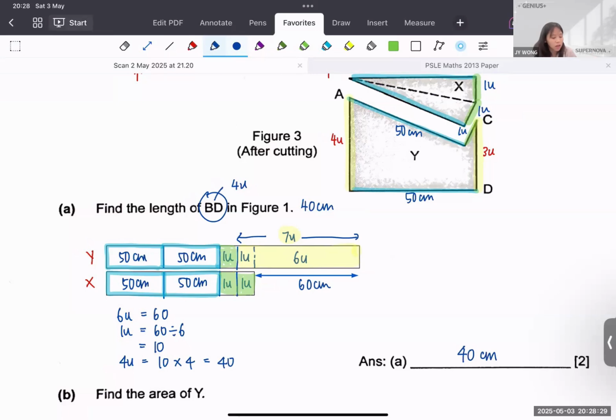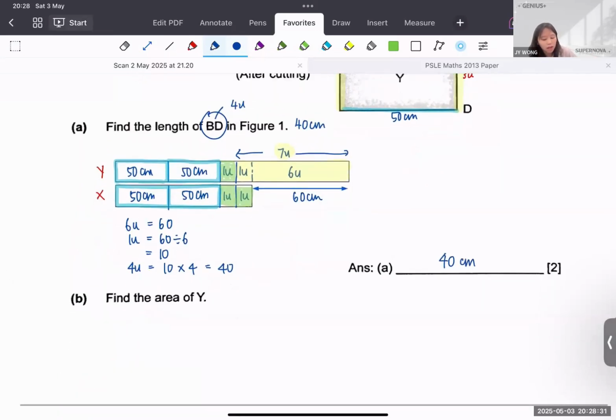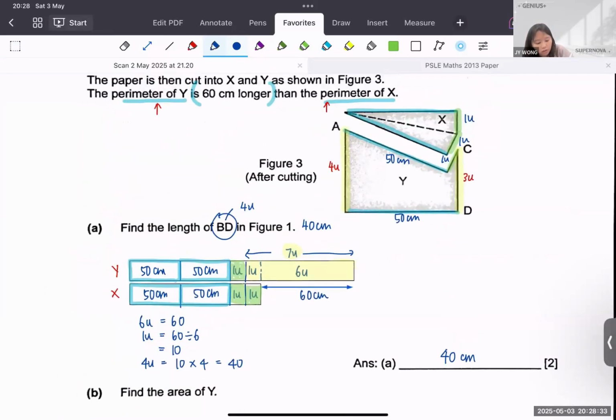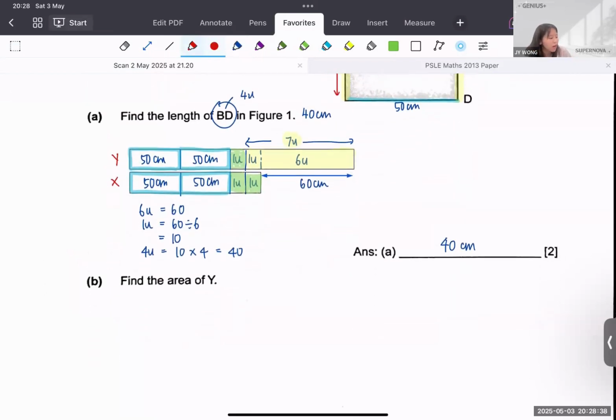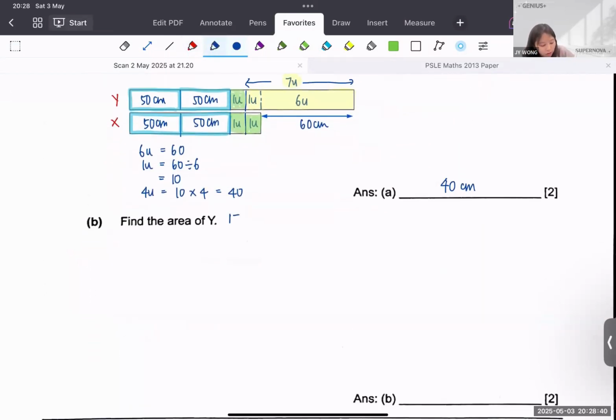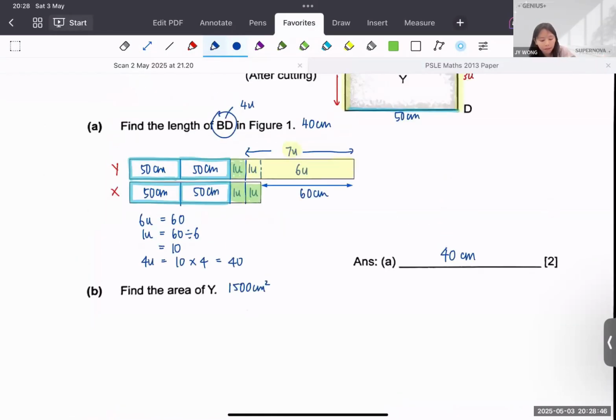Everybody can tell me the BD is for you. And that side here, if you can identify for you, then you're on the right track. Next, 1,500. Those who got 1,500, it is correct. Now, how to find area of Y?